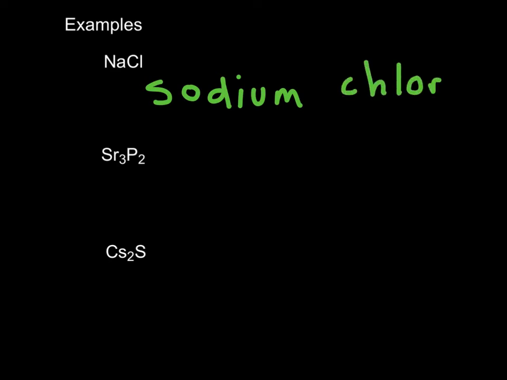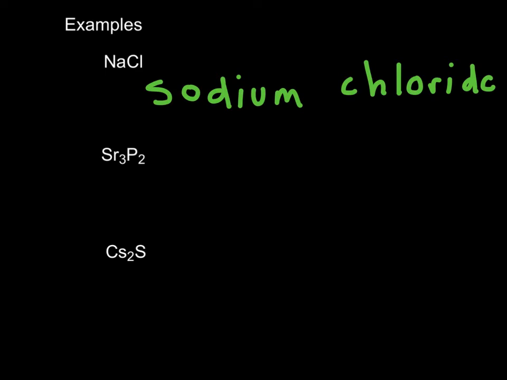Na is the symbol for sodium, so we're going to call this compound sodium. The anion name is chlorine. Now we're not allowed to use chlorine, so we're going to use the stem of chlorine, which would be chlor. And then we're going to add IDE. So NaCl is sodium chloride.